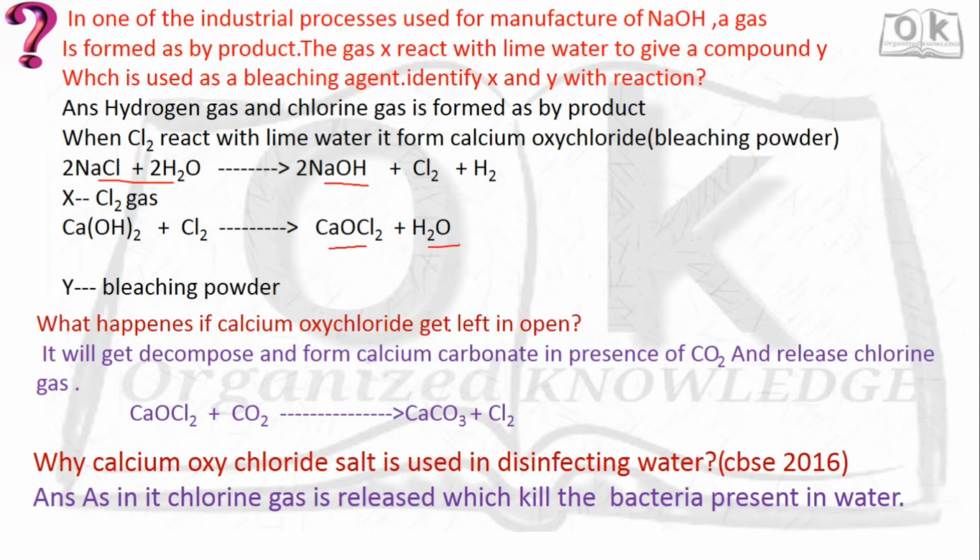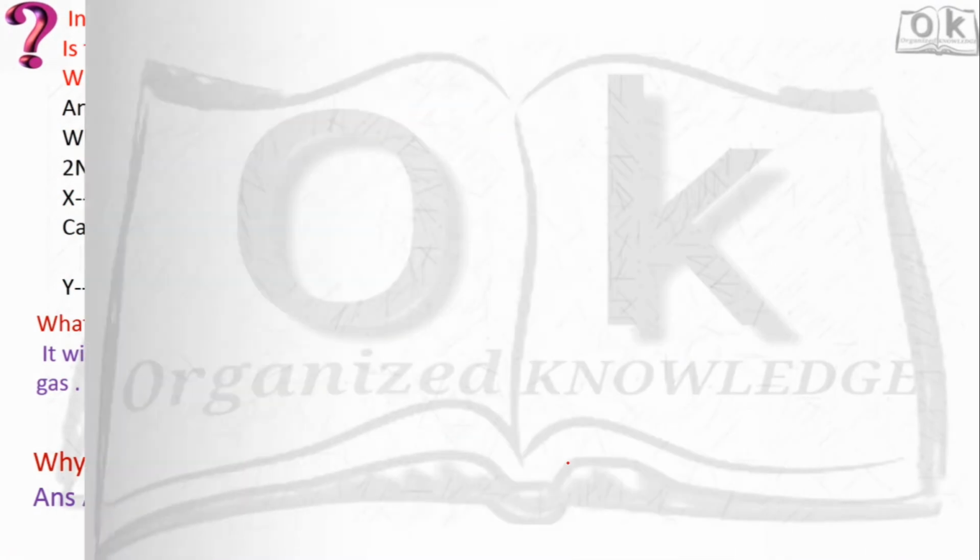And what happens if calcium oxychloride is left in the open? Calcium oxychloride, after reacting with carbon dioxide when left in the open, will deteriorate and form calcium carbonate, and chlorine gas will be released here, and the smell is due to the chlorine gas. Next, why is calcium oxychloride salt used in disinfecting water? As in it chlorine gas is released which kills the bacteria present in water. Due to this chlorine gas, it will kill the bacteria, so it is used in disinfecting water.